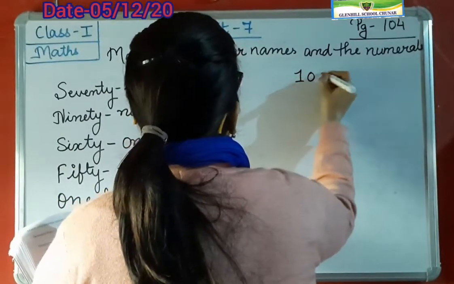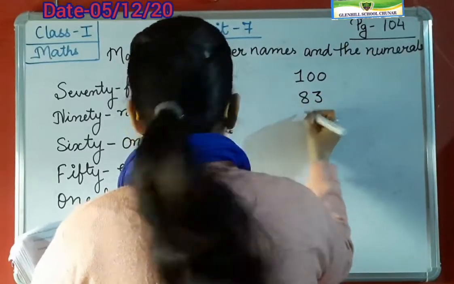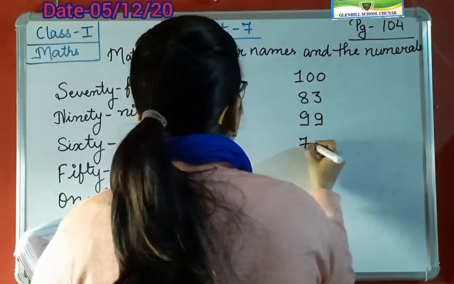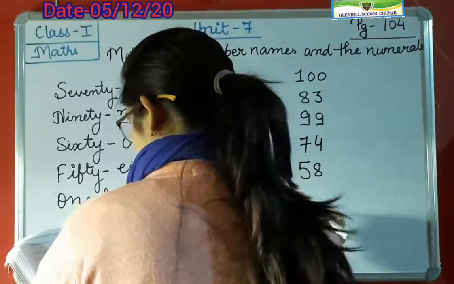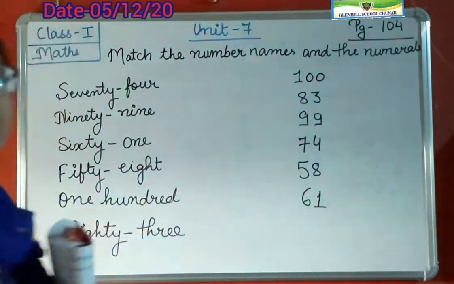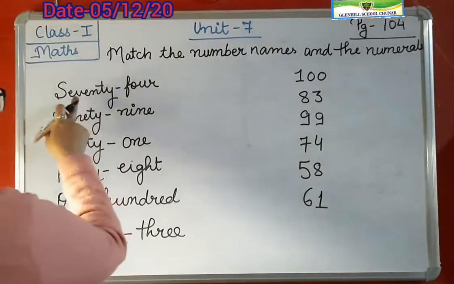That is number 100, 83, 99, 74, 58, 61. Okay, these are the numbers. So you are going to do the matching. Okay, so what is it?